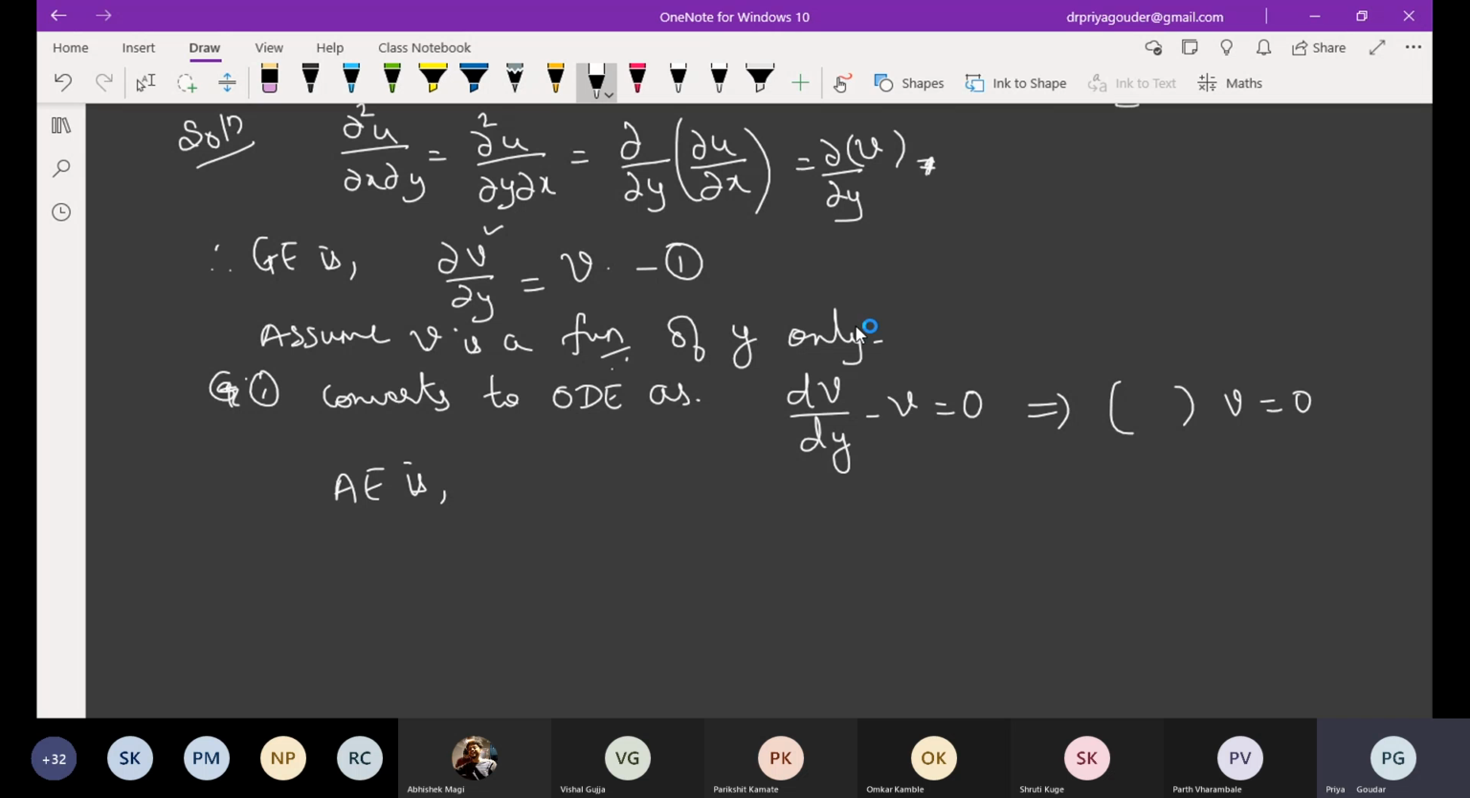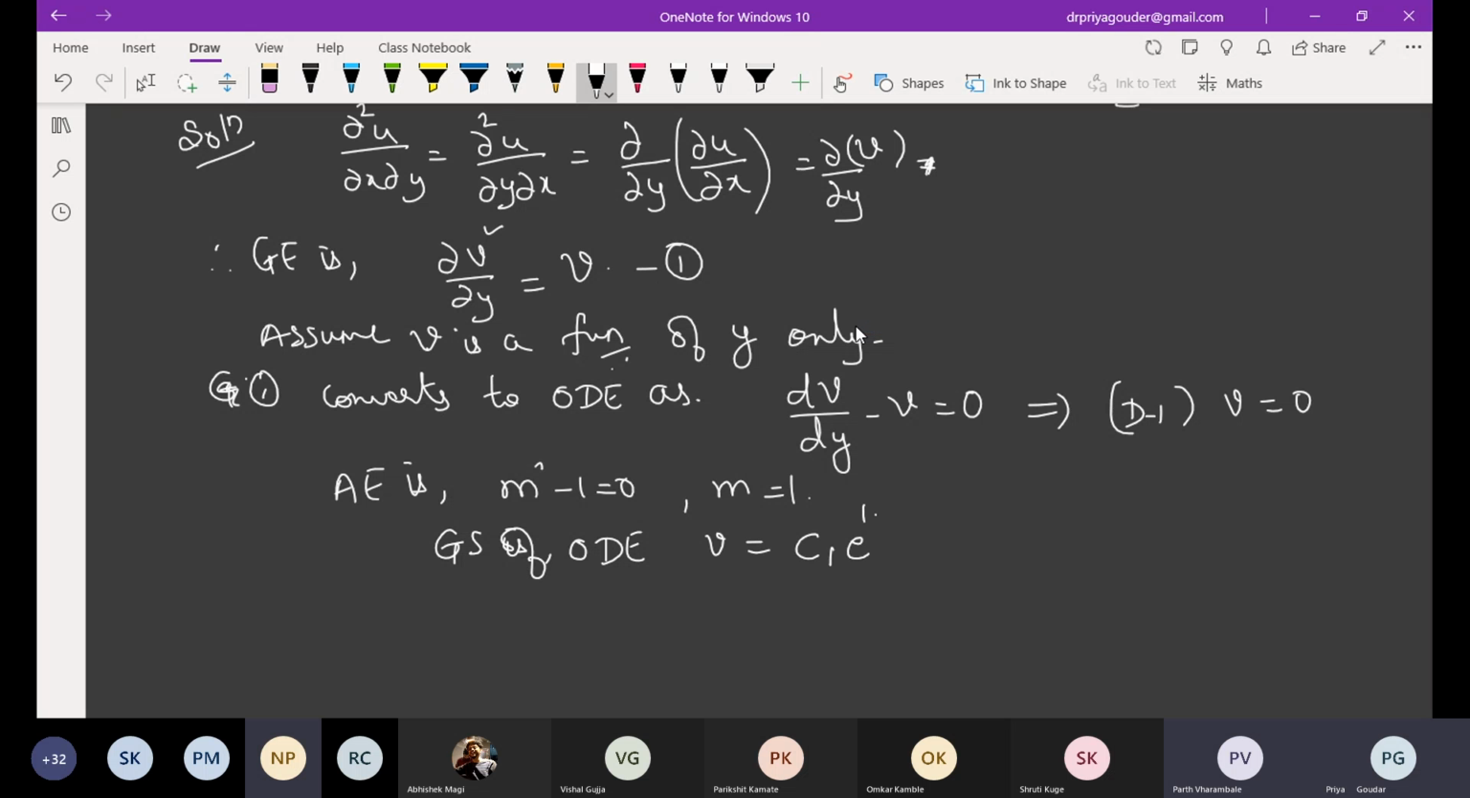So write the auxiliary equation: m minus 1 equals 0, or m equals 1. So how to write the general solution? What equals what do I have to write? Which variable? v. v equals C1 e raised to x or y? y. So v equals C1 e raised to y.